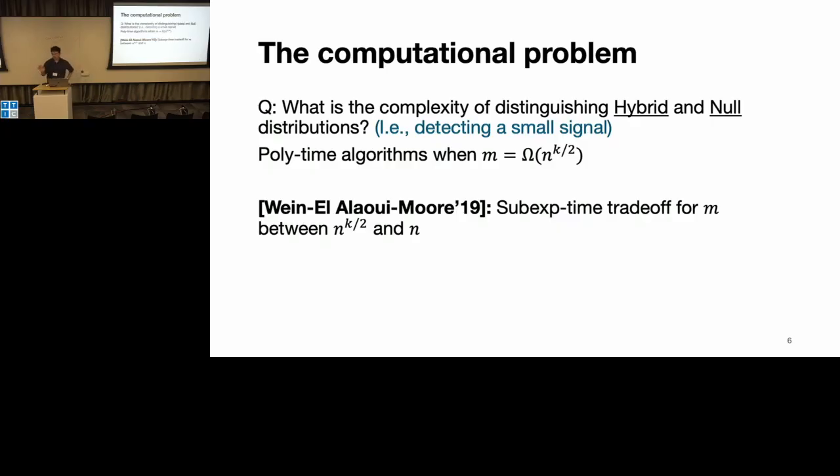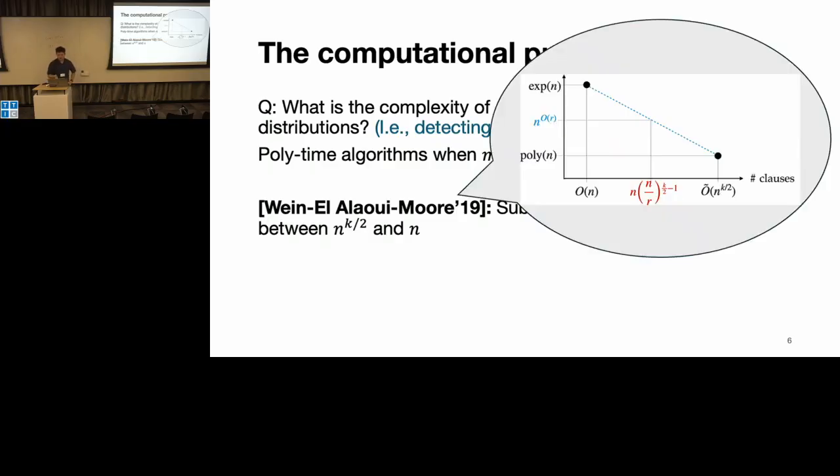So there's a sub-exponential time trade-off for this type of problem when the number of hyper-edges, the number of constraints, is between n to the k over 2 and n. This is not my picture, but I borrowed it from a friend. Basically, when you have n to the k over 2 constraints, then you have polytime algorithms, and then it scales all the way up to when there's only n constraints, you need exponential time algorithms, and there's a sub-exponential trade-off, which is pretty well understood between these two extremes.